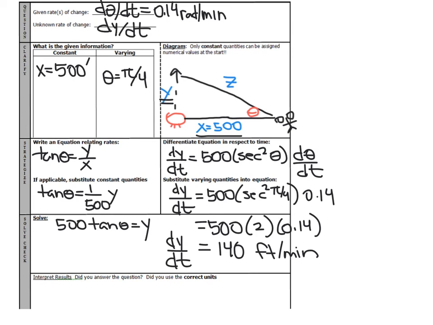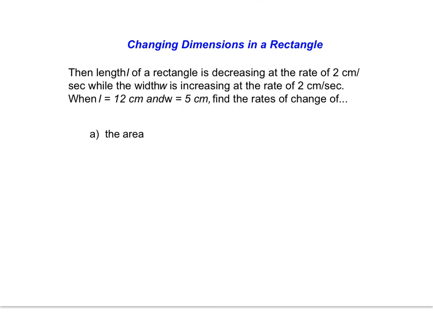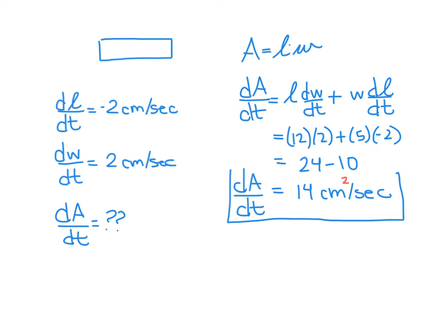Now I'm going to have you try one. So here is your problem, and you have to find the rate of change of area. So pause the video and answer the question. Now here's the solution. Notice right here I identified what I was given and what I wanted to find out. Here's the function. I took a derivative of it and plugged in everything I knew. The one thing I initially forgot was that it's area, so the units are centimeters squared per second.